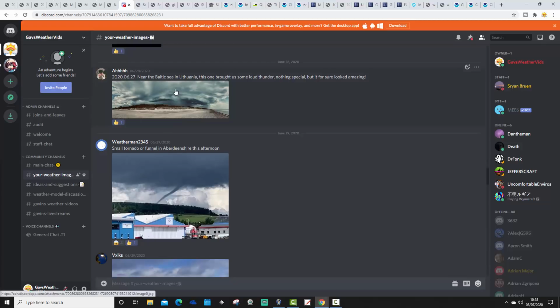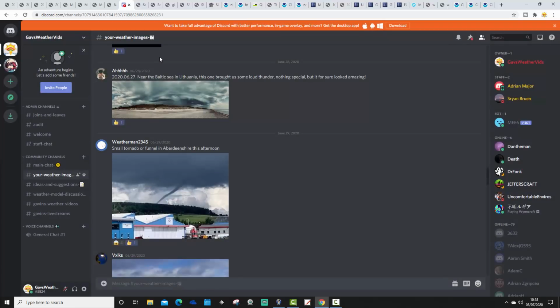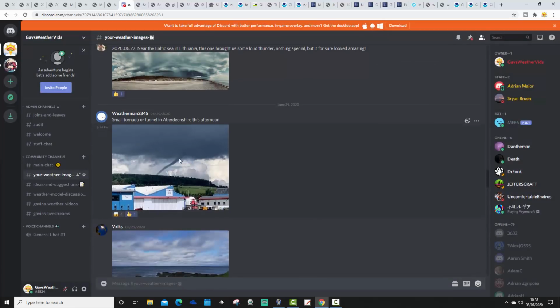This one sent through by R. It's near the Baltic Sea in Lithuania. Proper shower thundercloud there, brought some thunder to Lithuania last weekend, I think.